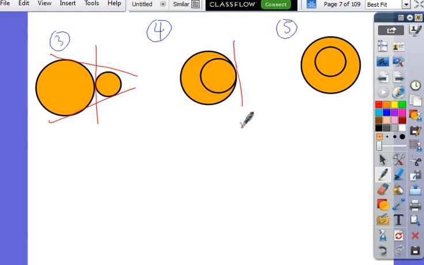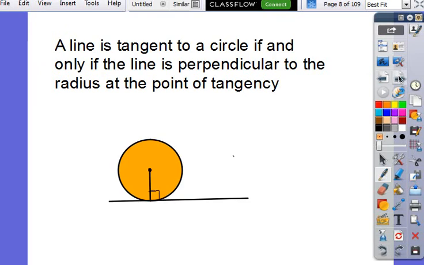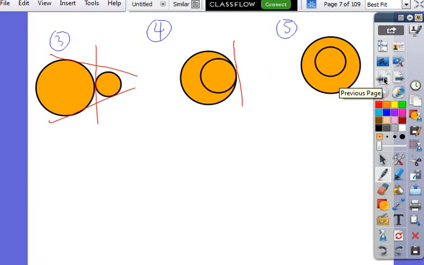How many on number 5? There's none, because if I go through it, that doesn't count. You can only touch each circle one time. So the only way I can touch this circle one time is to go through that other circle, and it hits it twice.